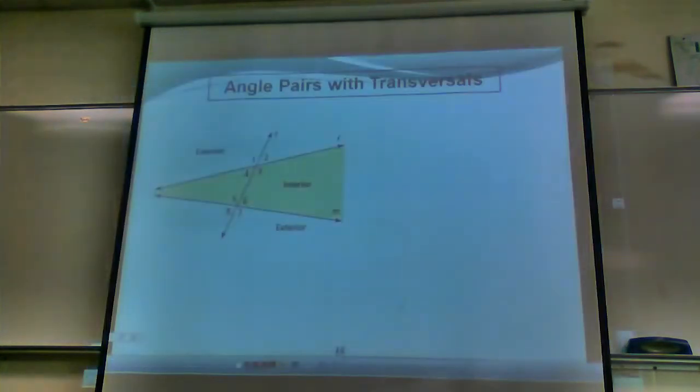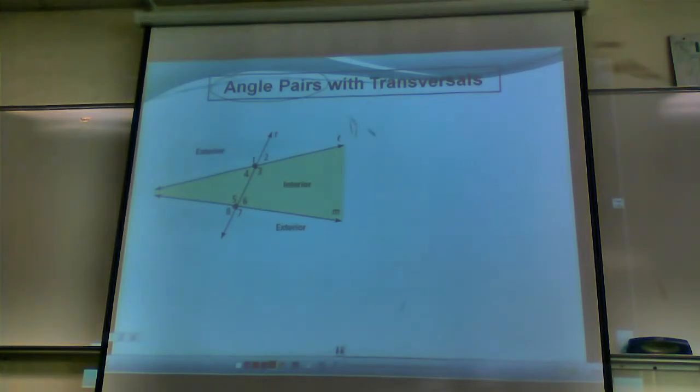Now, remember what I'm saying: when I say angle pair, I'm pairing them up. That means I'm going to pick one angle at this intersection point, and I'm going to pair it up with one down here. The names of these pairs are going to be what tells me which ones I'm matching together.